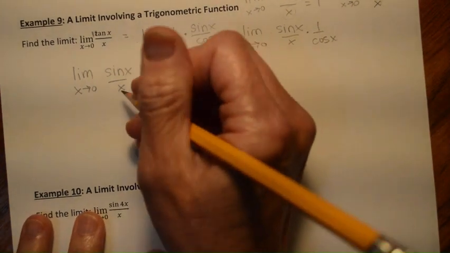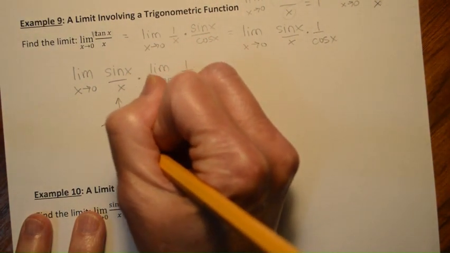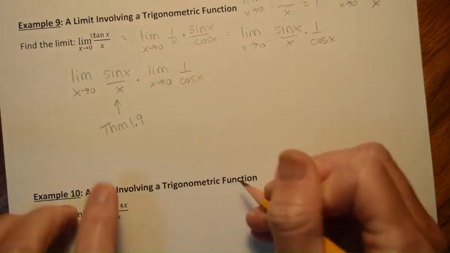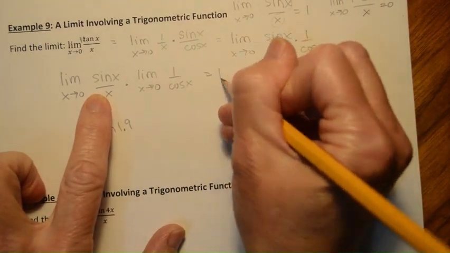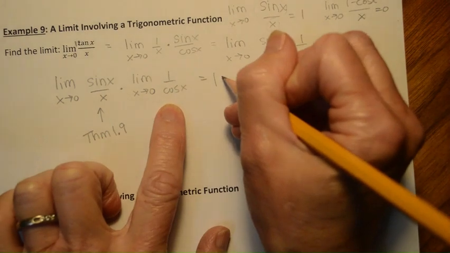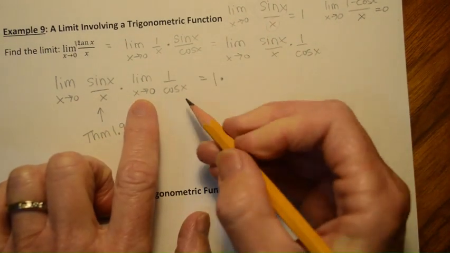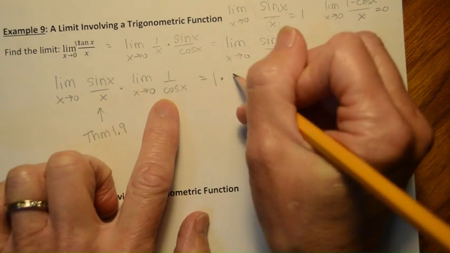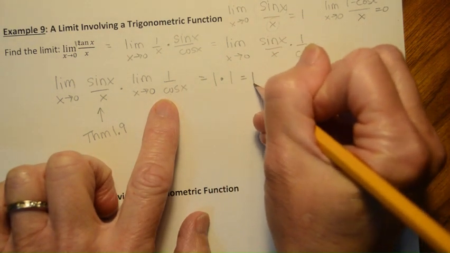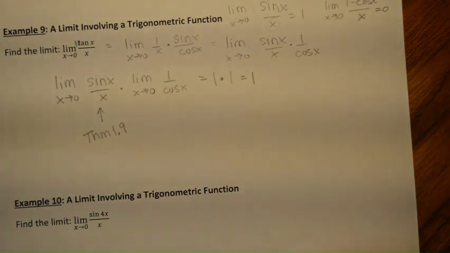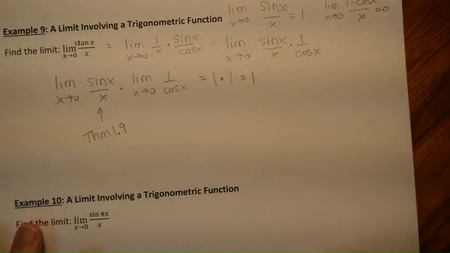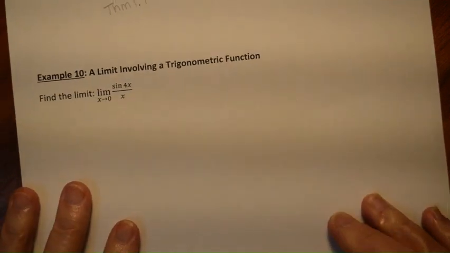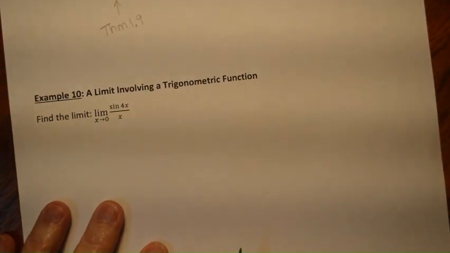According to theorem 1.9, this is just 1. And then according to direct substitution, if I plug 0 in here, cosine of 0 is 1, and so I end up with another 1, and so this gives me 1. Okay. Let's try one more.